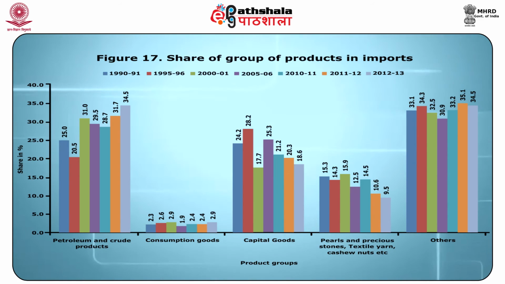The share of the group of items like pearls, precious stones, textile yarn, cashew nuts, etc. has declined from 15.3% in 1991 to 9.5% in 2012-13. This gives some idea about how India's pattern of imports has changed towards petroleum and crude oil products from others. Again, this has been indicated in figure 17, which shows the share of groups of products in imports. The source is the RBI handbook.